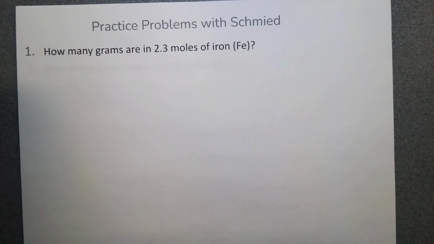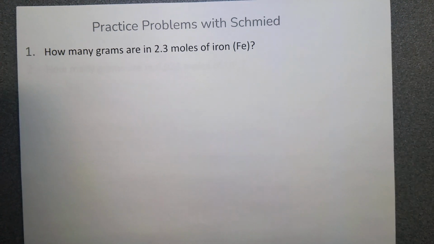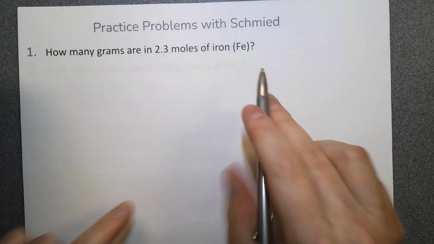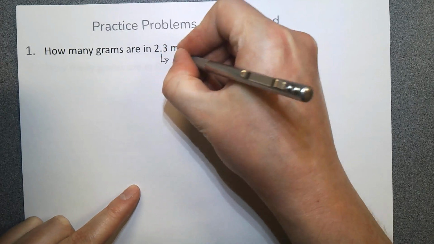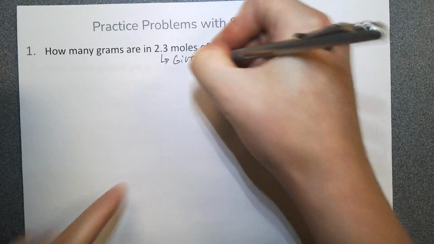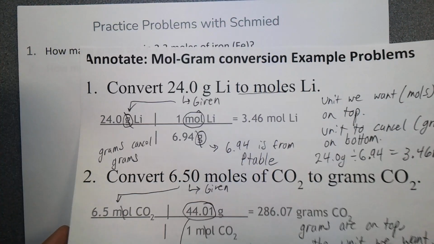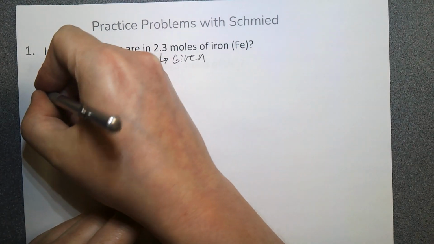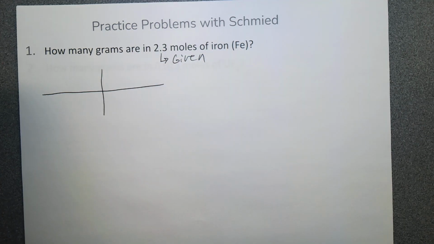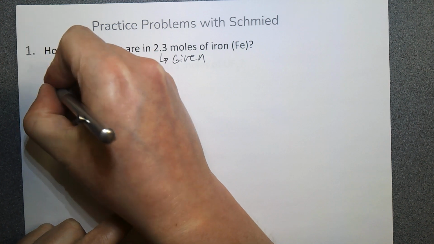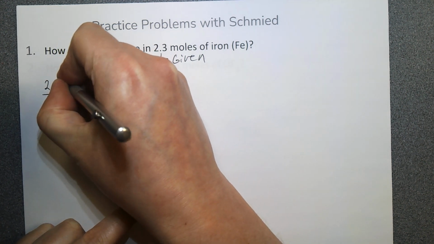So very similar to what we just did. How many grams are in 2.3 moles of iron? It has the symbol Fe. Well, this is my starting number. That's my given. So I'm going to set my problem up just like this guy here. So I'm going to do that and that. Maybe that's more space than I need, but that's all right. I got plenty of room. 2.3 moles of iron is going to go on our top spot.